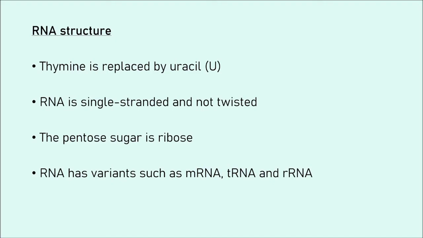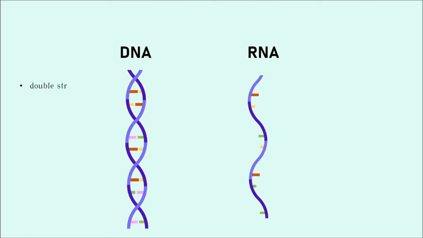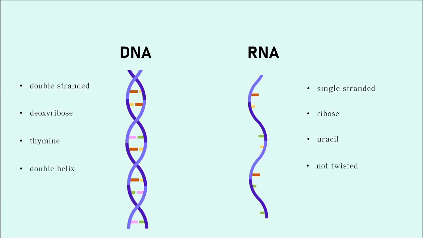So once again, just to summarize the differences between DNA and RNA, DNA is double-stranded, RNA has only one strand, it's single-stranded. The pentose sugar in DNA is deoxyribose, that's why it's called DNA. RNA is therefore ribose. The four possible bases in DNA are A, T, C, and G. In RNA, they are A, U, C, and G. So thymine is replaced by uracil in RNA. And DNA does form a double helix shape. RNA is not twisted.